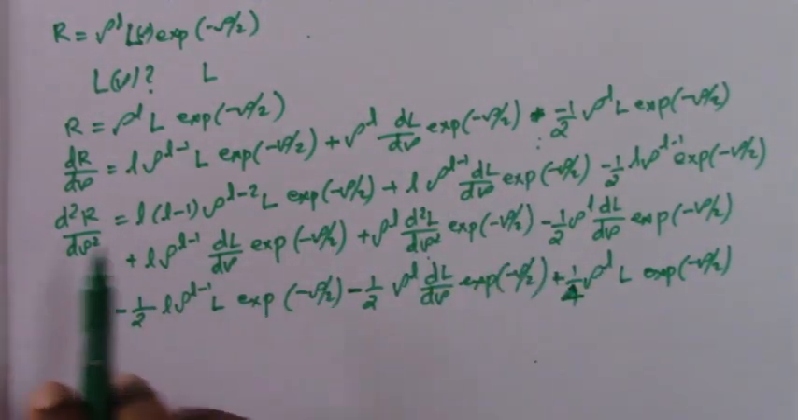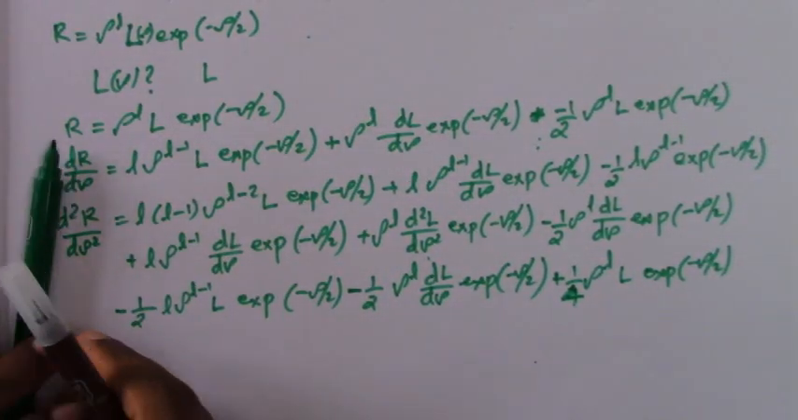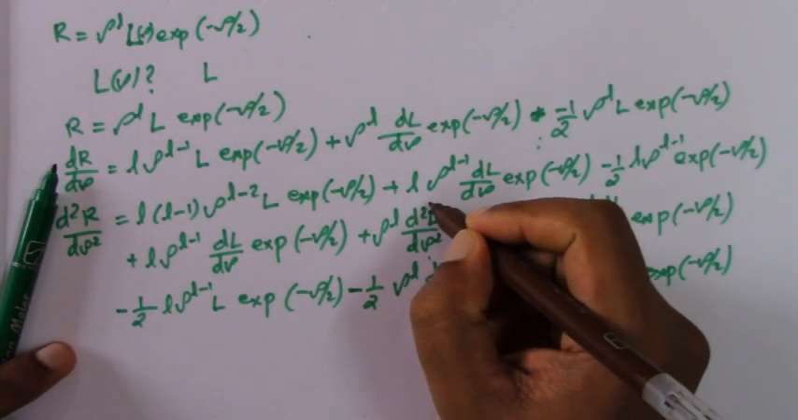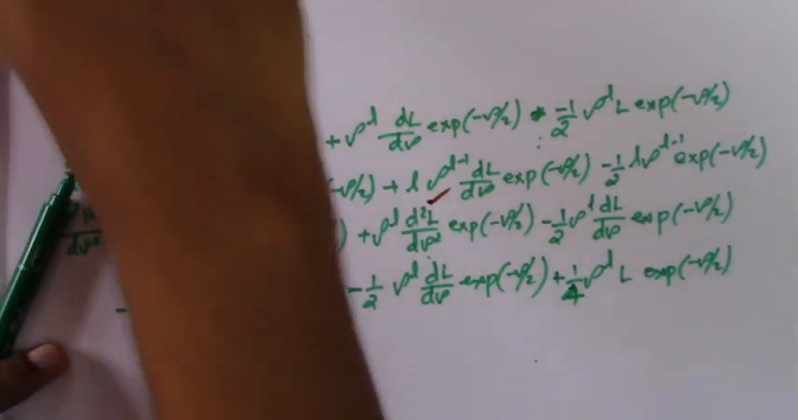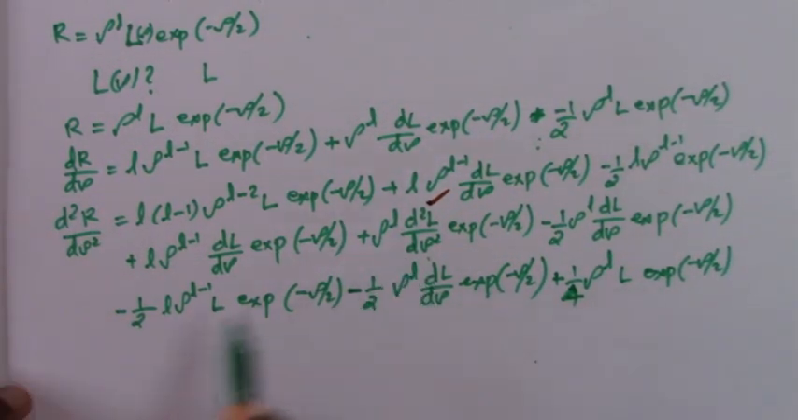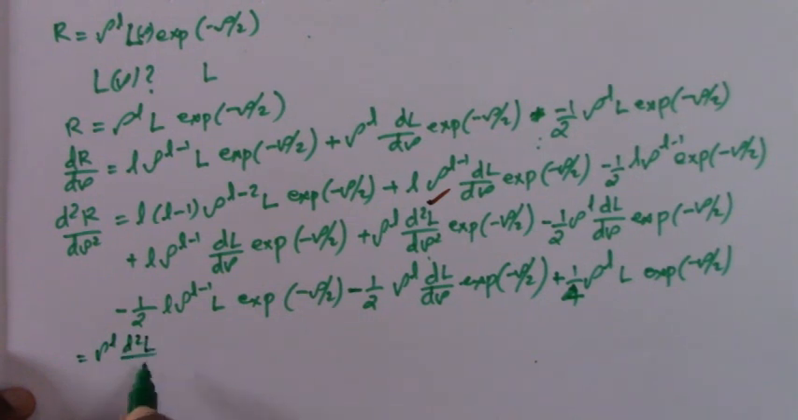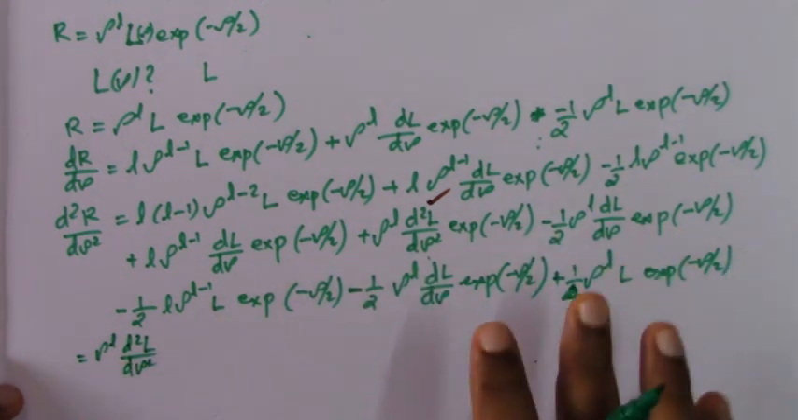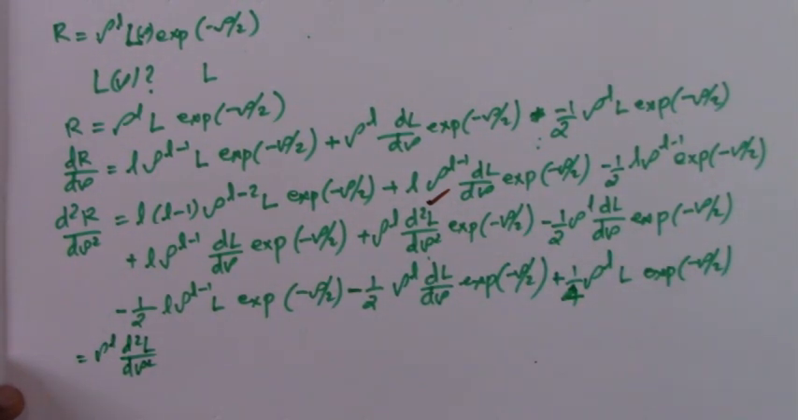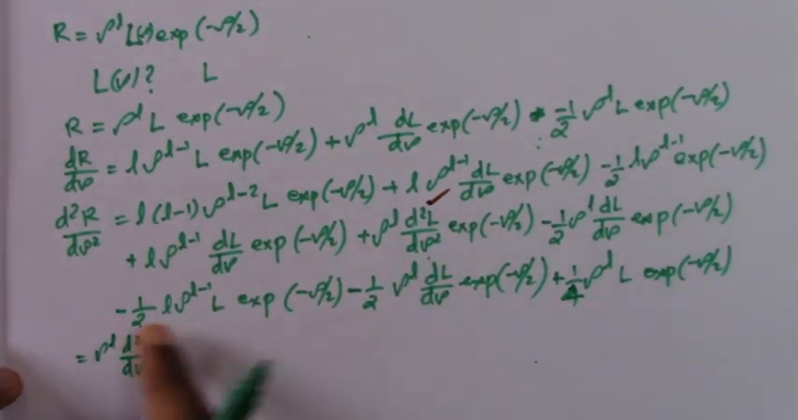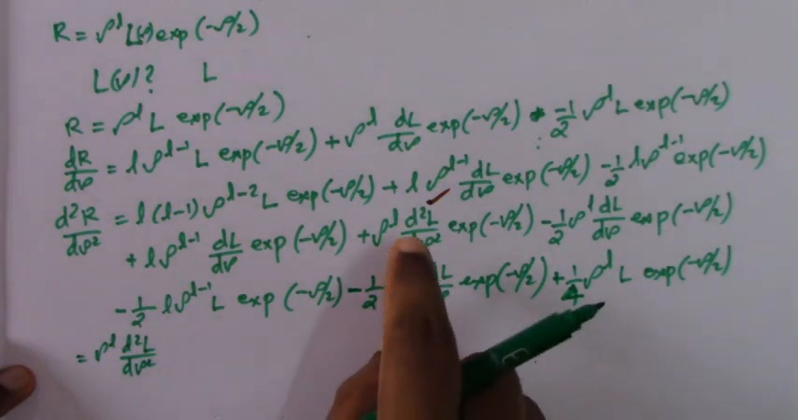First let us pick the term with the d square L by d rho square. Let me tick this because we have so many terms, and at the end we will be confused which one is picked and which one is not. So I am going to pick this one, the d square L by d rho square term. So I have that equal to rho raised to L d square L divided by d rho square. Exponential minus rho by 2 is there, that I will not write, it is kept for the end. And is there any other d square L by d rho square term? No, there is nothing else, that's only one.